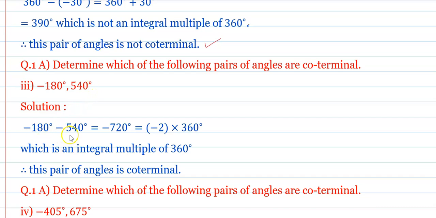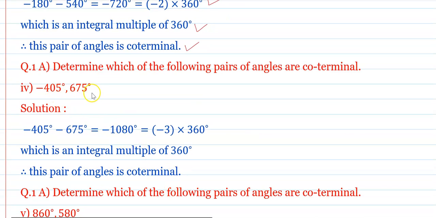Okay. Next, minus 180 and 540. Minus 180 minus 540. Okay, their difference we always calculate. आपण प्रत्येकदा difference घेत असतो त्यांचा. That is equal to minus 720, and that's equal to minus 2 into 360, which is an integral multiple of 360, and hence the pair of angles is coterminal. Next, minus 405 and 675, that is minus 405 minus 675 is equal to minus 1080, which is minus 3 into 360, an integral multiple of 360, and this pair of angles is coterminal.